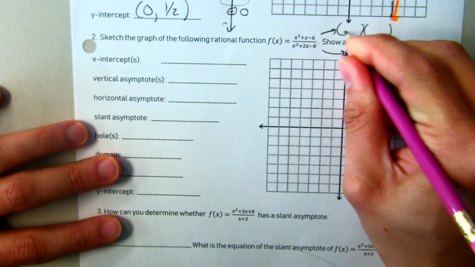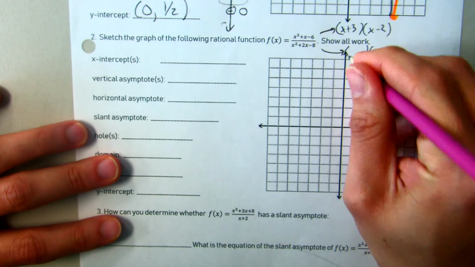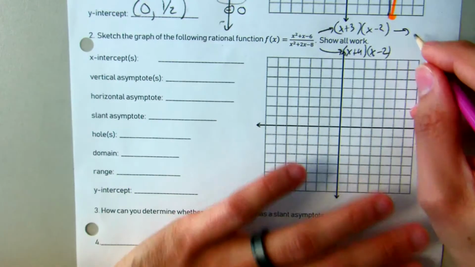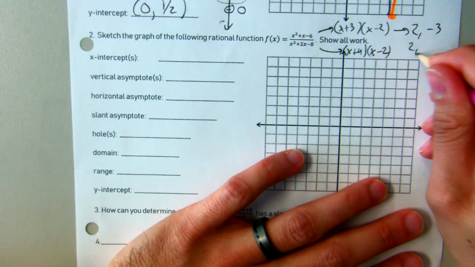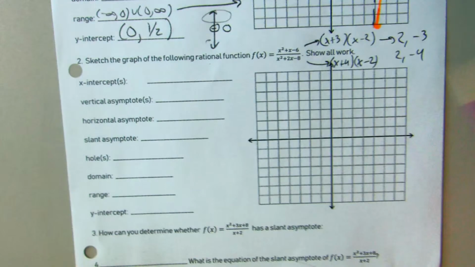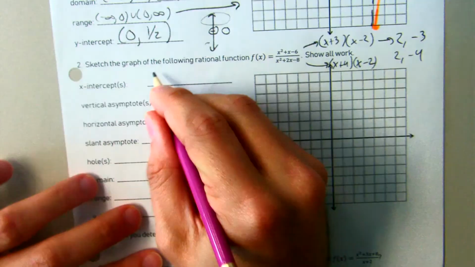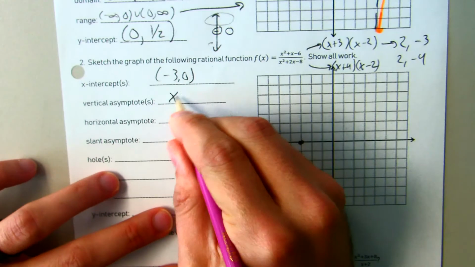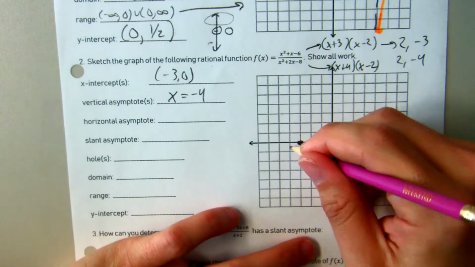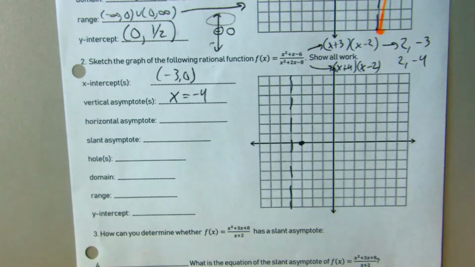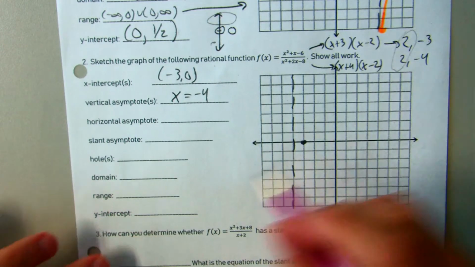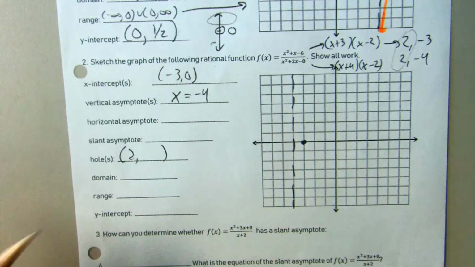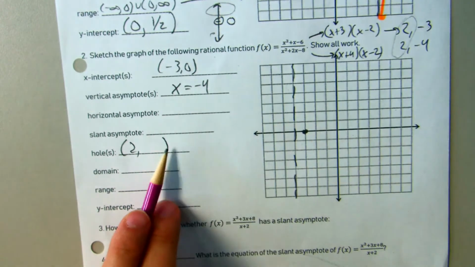I care where the numerator equals 0 and the denominator equals 0. 2 and negative 3 for the numerator, 2 and negative 4 for the denominator. So numbers that make just the numerator 0 are x-intercepts. Just the denominator 0 are vertical asymptotes. And if there's a number that makes them both 0, that's when you get a hole. Remember, each one of these can only be one thing at a time. There's 3 different things. If negative 3 is an x-intercept, it can't also be a vertical asymptote and a hole.